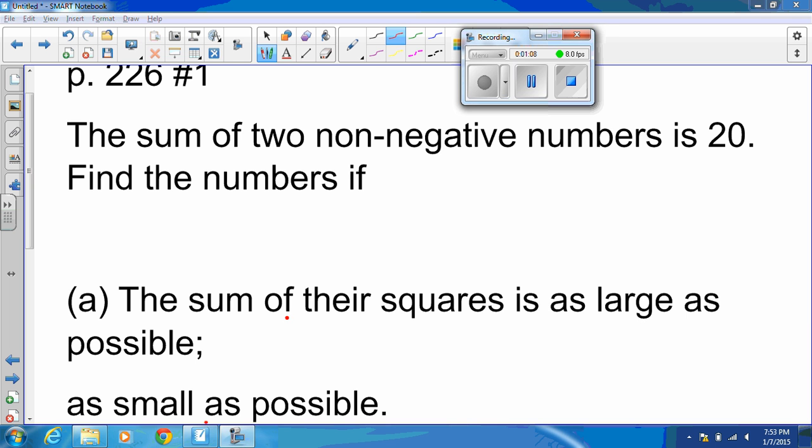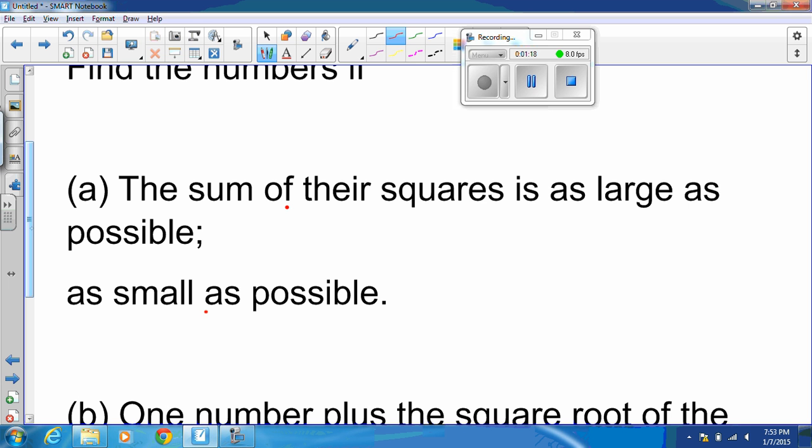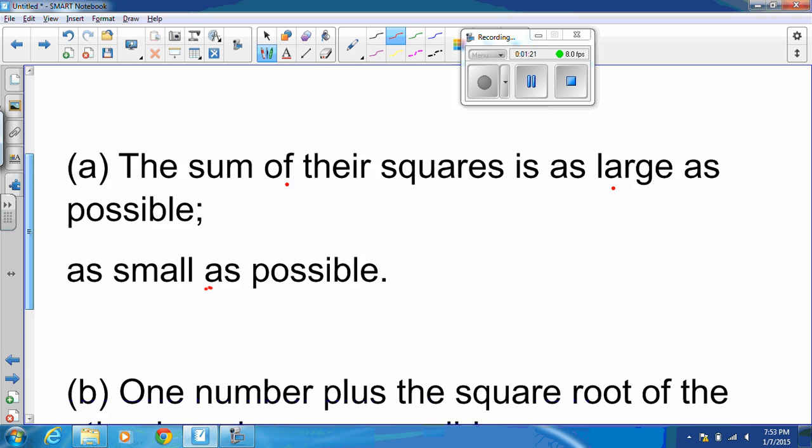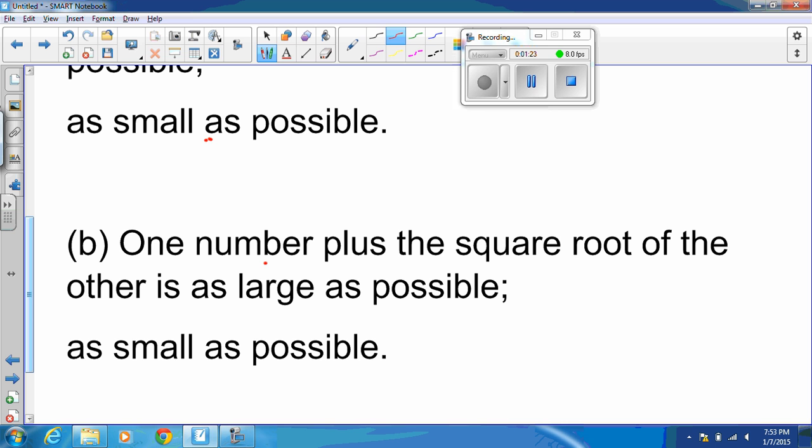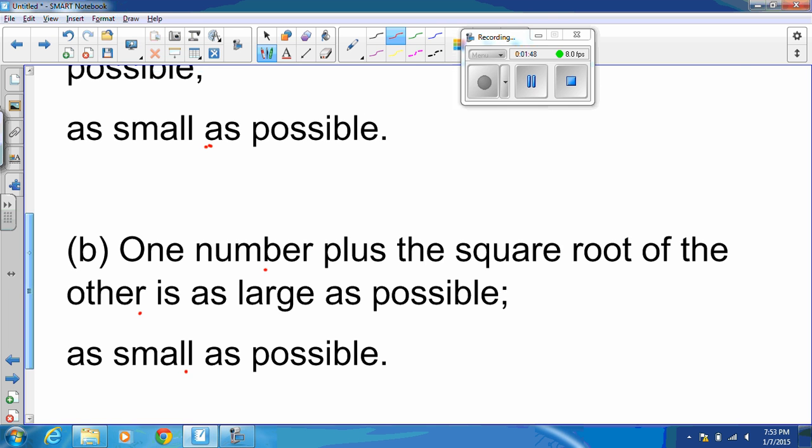In problem number 1, we are told that the sum of two non-negative numbers is 20. Find the numbers if the sum of their squares is as large as possible, as small as possible. One number plus the square root of the other is as large as possible, as small as possible. Technically, these are 4 different problems. However, as we use the critical points and endpoints method, we're going to end up solving 2 problems at once. And as a result, really, we're just looking at 2 problems here, problem A and problem B. So let's start at the top.